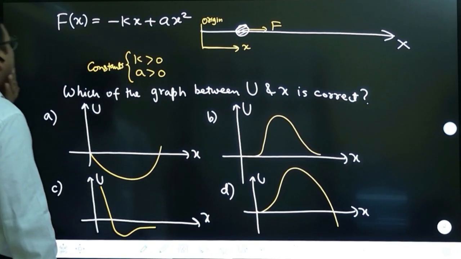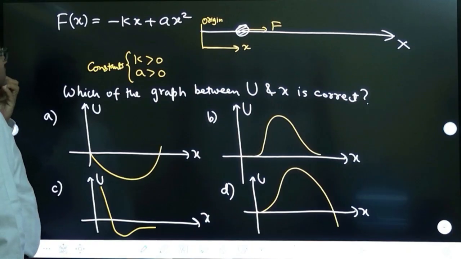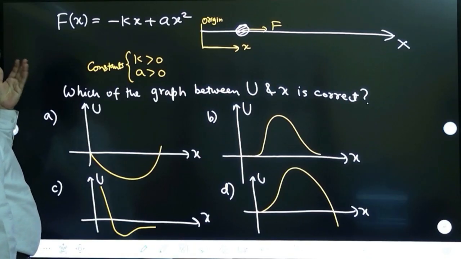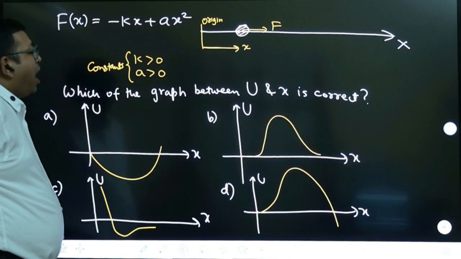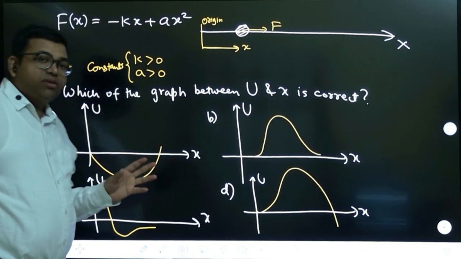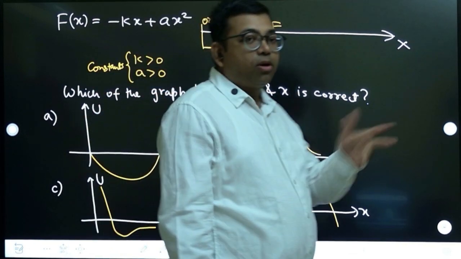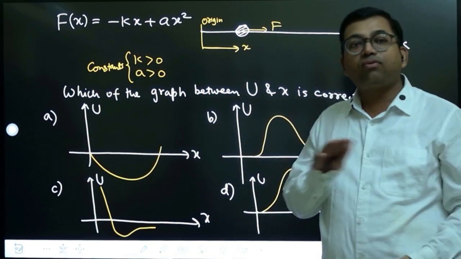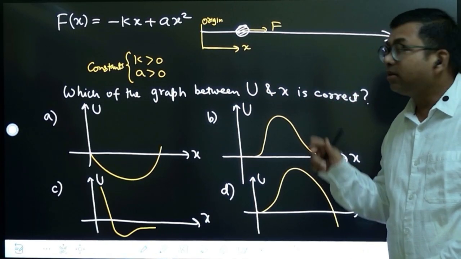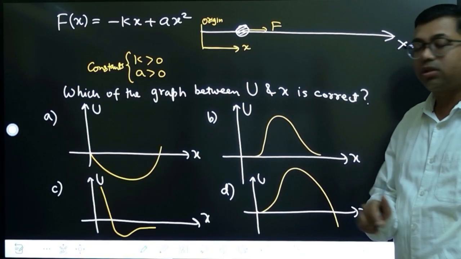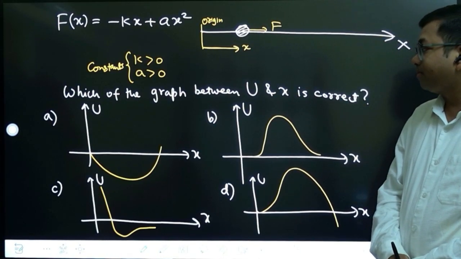Try this. So from force we have to draw the potential graph. Previously we thought about force graph from potential graph. But now the force equation is given. From the equation of force we have to get the potential graph.